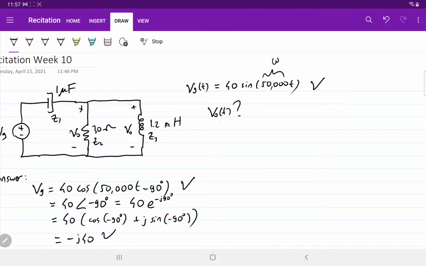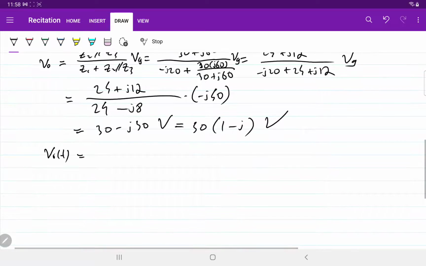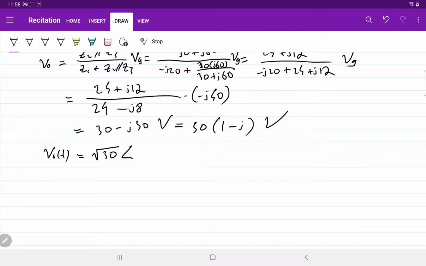Okay, so we have found V0, but this is in the frequency domain, and the question is, what is V0 in time domain, right? Because it has t, so V0 of t. What is V0 of t? Well, V0 of t is the magnitude, right? So you can write this as 30 minus j30, right? So the magnitude is the square root of 30 squared plus 30 squared, the angle is the inverse tangent, always use atan2 of minus 30 comma 30, and this is equal to 42.43.